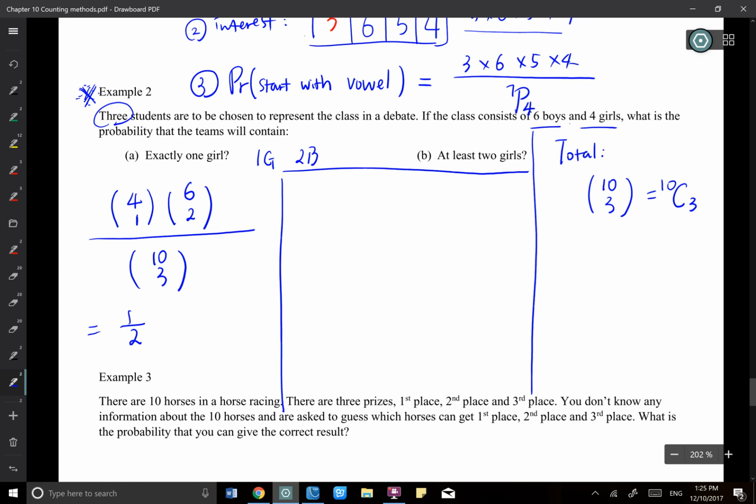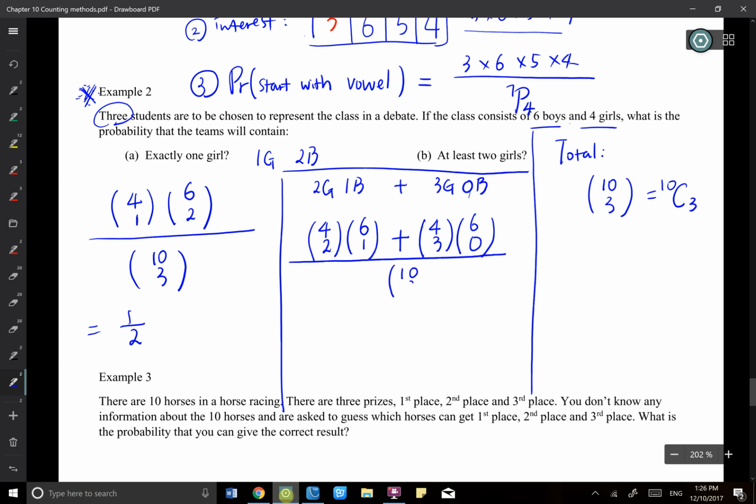The second one says at least 2 girls. I can have 2 girls and 1 boy, plus the ways of having 3 girls and 0 boys. At least 2, so 2 or 3. If I want 2 girls, 1 boy, it's 4C2 times 6C1, plus 3 girls and no boys, 4C3 times 6C0. That's the total number of ways of what I want, and I divide this by the total number of ways, which is 10C3. These are very easy to evaluate, so I'll write it here.